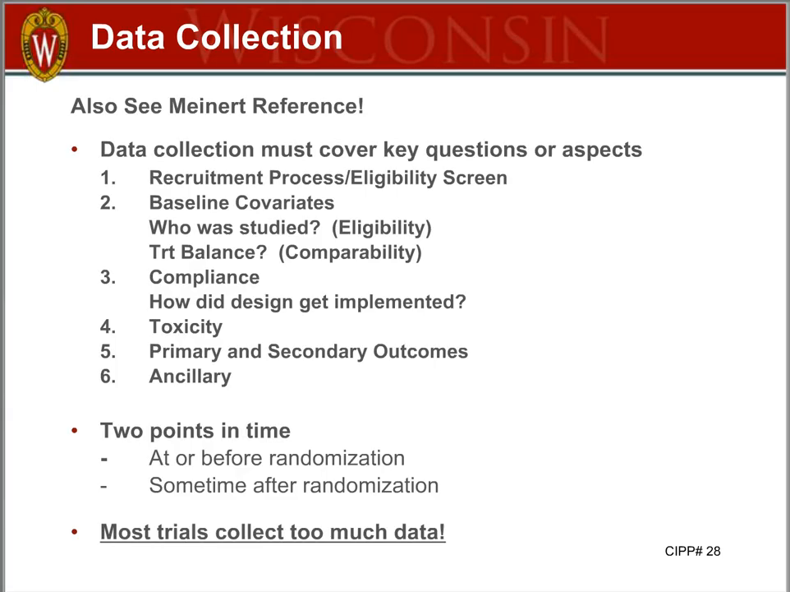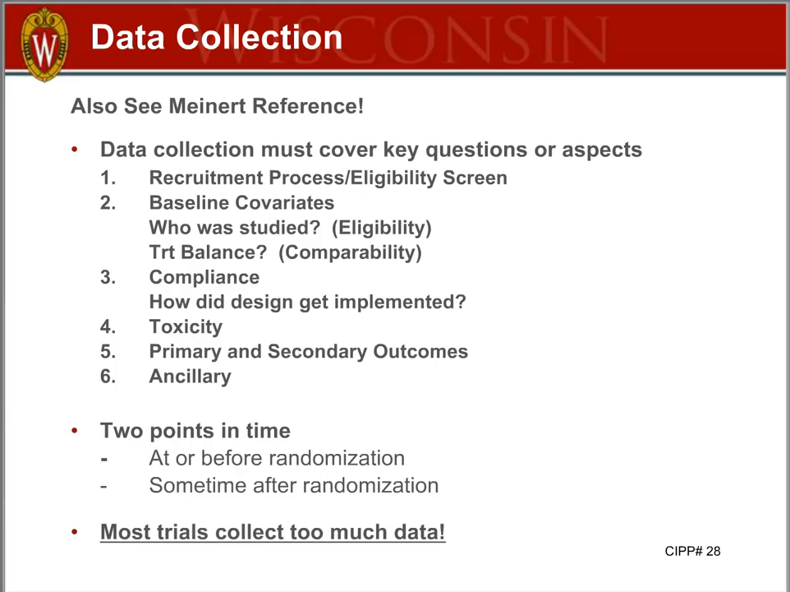We want to assess something about their risk factors, so we might want to measure a lot of important baseline covariates, who was studied and was treatment balanced, to get some assessment as a comparable trial and get the patients we want. We want to get some measurement of compliance. How much of the medication did they take? Did they use the device as proposed? We've talked about adverse events or toxicity. This is always a problem as to how much you measure, but we need to be careful and get important toxicity measurements recorded. Of course, we want primary and secondary outcomes, and maybe some limited ancillary information.